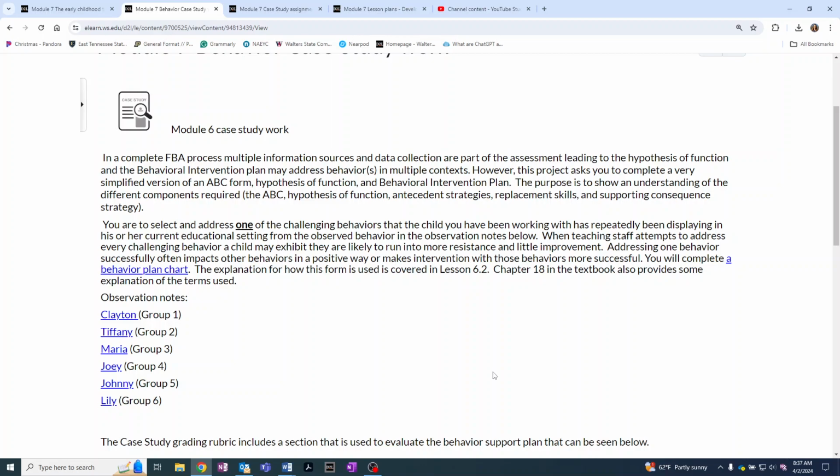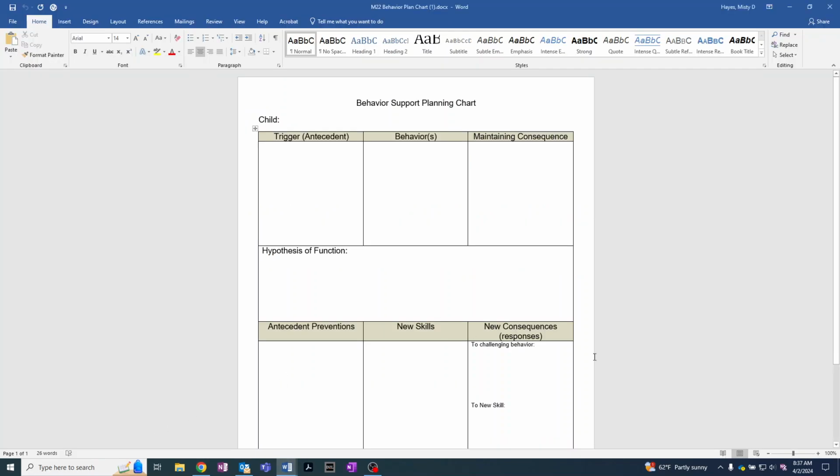Really, the purpose of this assignment is to support that student, right? To looking at the consequences. How are you going to replace those behaviors? So, what I want you to do is, I have a behavior chart here, and I'm going to show you what it looks like. Okay. So, you'll see here it is a simplified version.